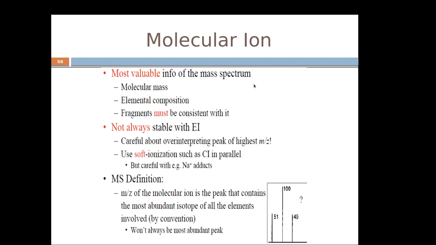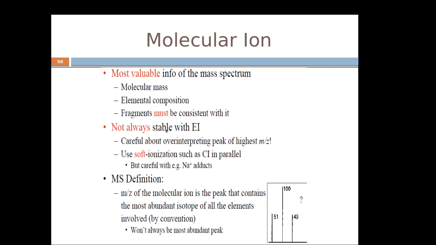So the molecular ion gives us a lot of information about molecular mass and elemental composition, and it also decides what kind of fragments are formed. Because the fragments are formed from the molecular ion species, the fragments must be consistent with the properties of the molecular ion peak.